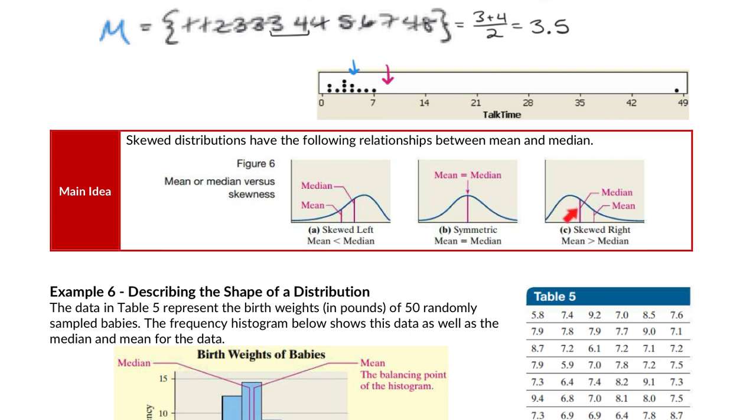If something is skewed right, meaning we have a tail on the right side, the mean is pulled more to the right. That's a larger number, so the mean is going to be bigger than the median. Okay? In our bell-shaped curves with skewed data, that's going to be the relationship between mean and median.